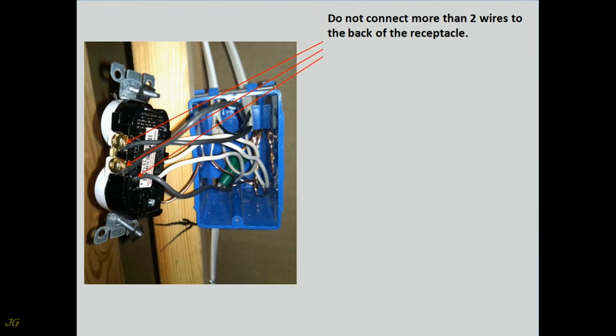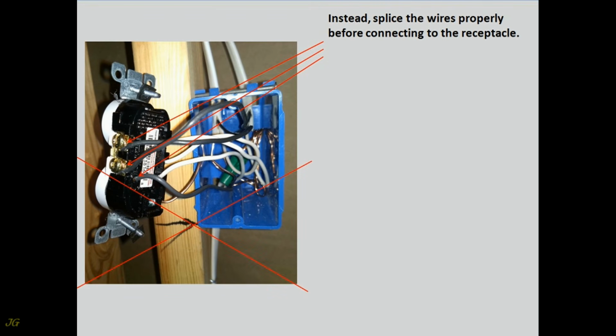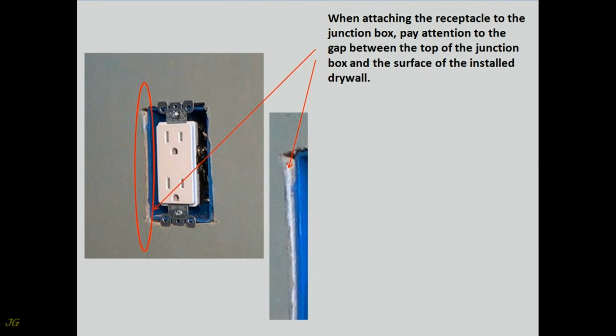Do not connect more than 2 wires to the back of the receptacle. Instead, splice the wires properly before connecting to the receptacle. When attaching the receptacle to the junction box, pay attention to the gap between the top of the junction box and the surface of the installed drywall.